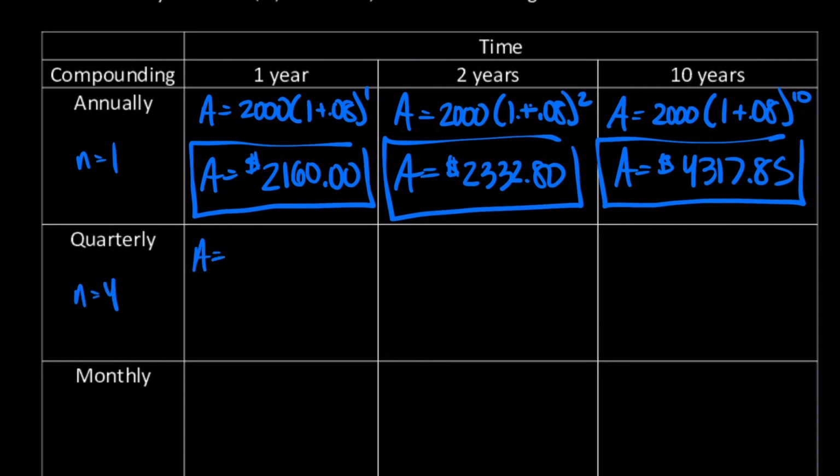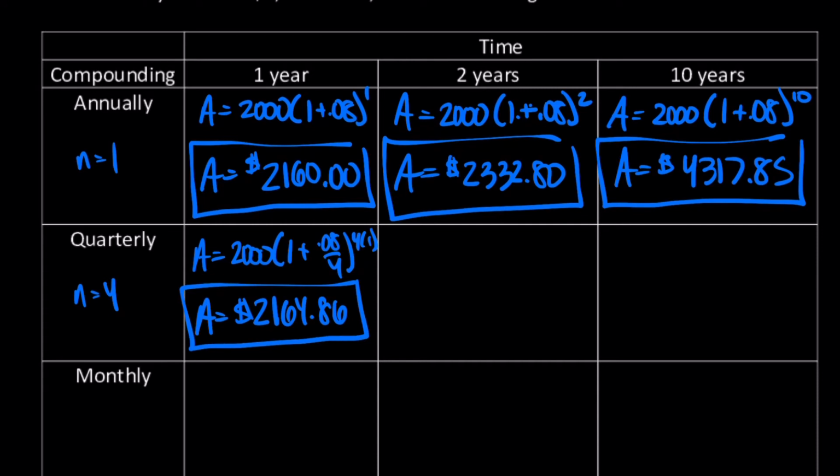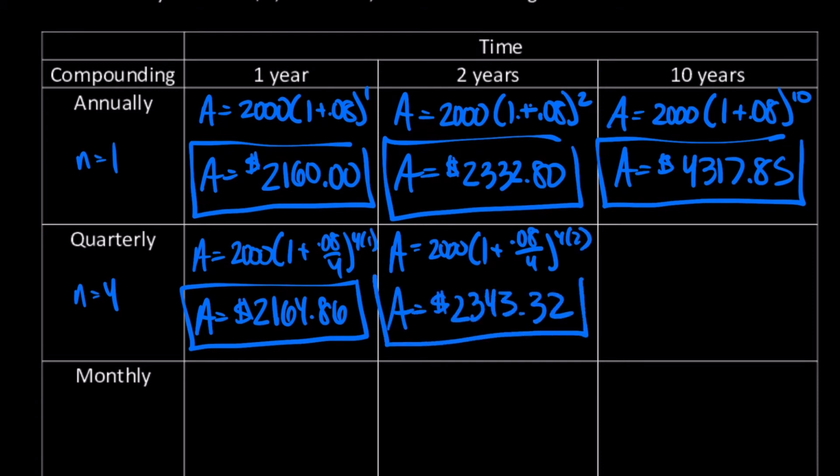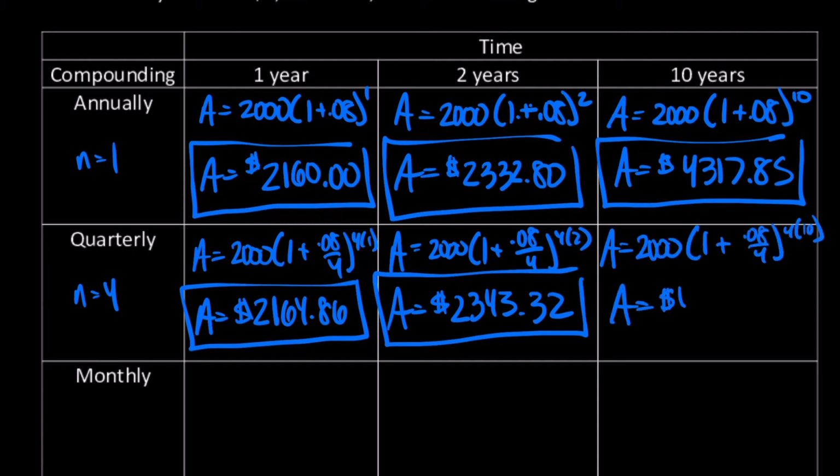Compounded quarterly, n equals 4. So that's going to be A equals 2,000 times 1 plus 0.08 over 4, to the 4 times 1. And I got $2,164.86. Here, 2 years, A equals 2,000 times 1 plus 0.08 divided by 4, to the 4 times 2. So that is $2,343.32. And here, A equals 2,000 times 1 plus 0.08 over 4, to the 4 times 10. So that will be $4,416.08.